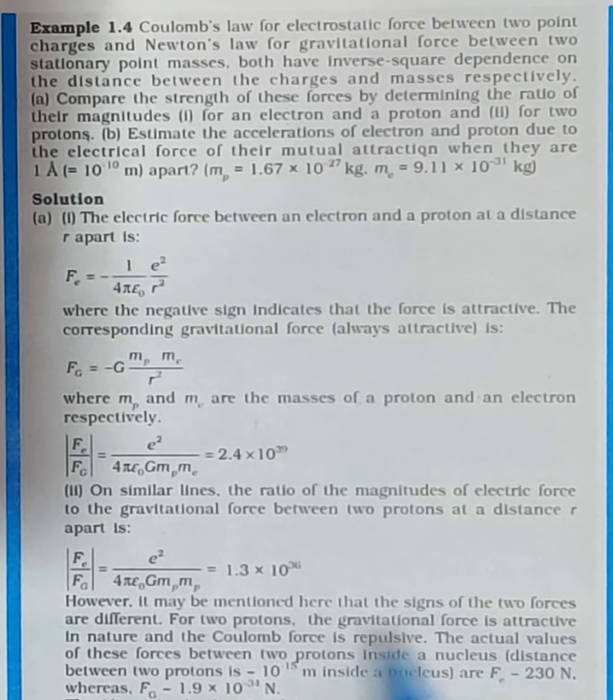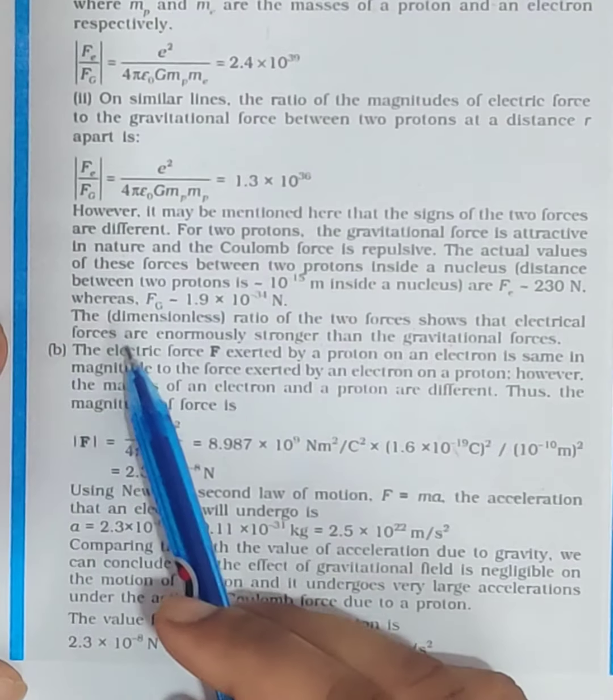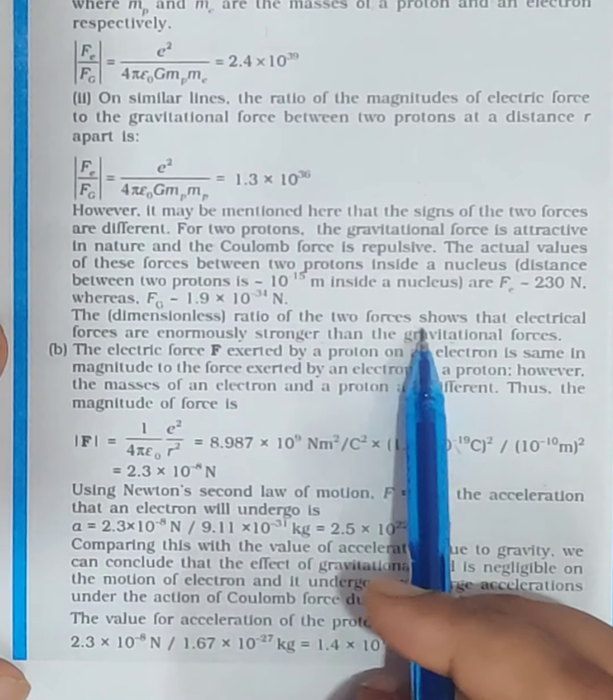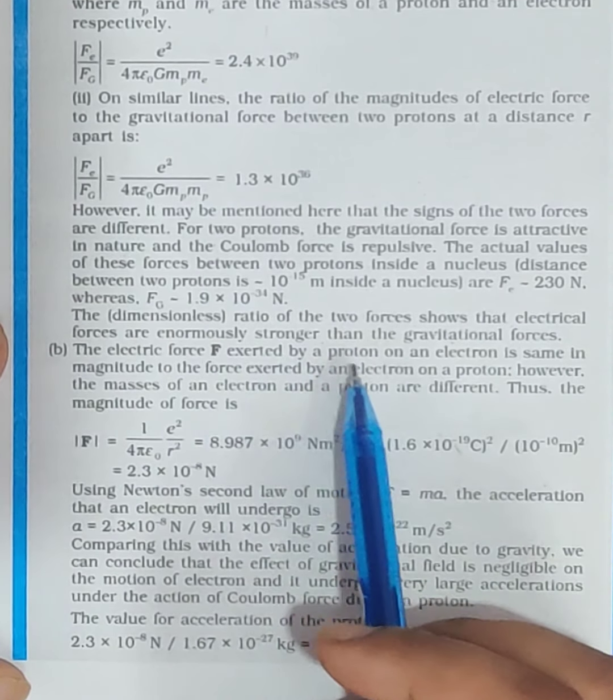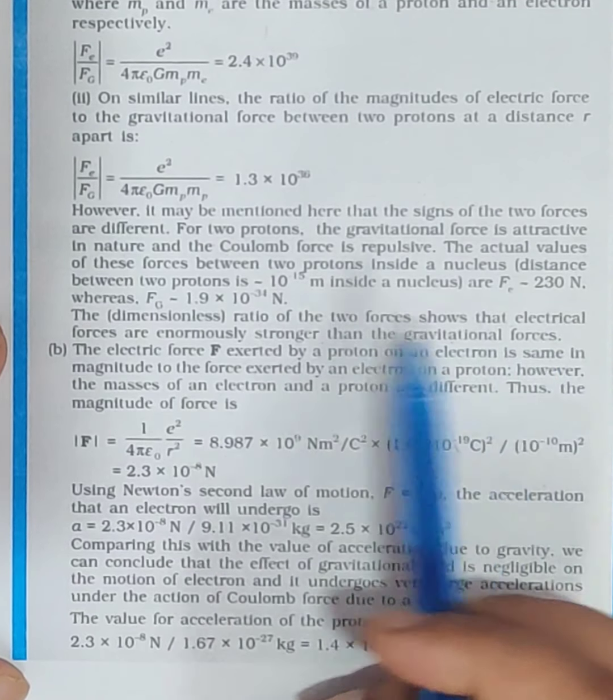The actual values of these two forces between two protons inside the nucleus are 230 newtons, whereas for gravitational forces it is 1.9 into 10 raised to the power minus 34 newton. The ratio of the two forces shows that electrical forces are enormously stronger than the gravitational forces.